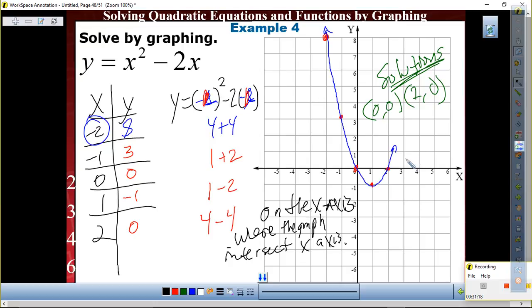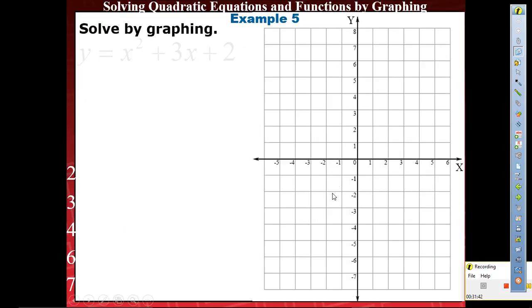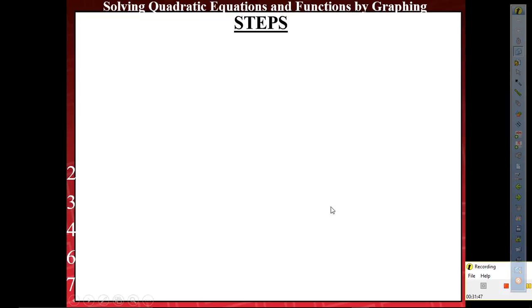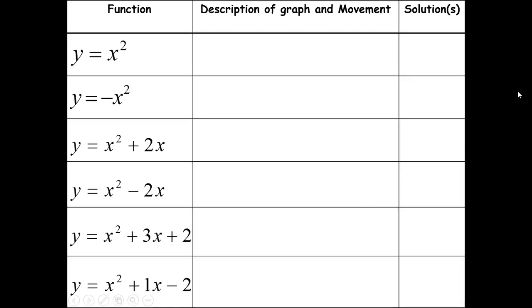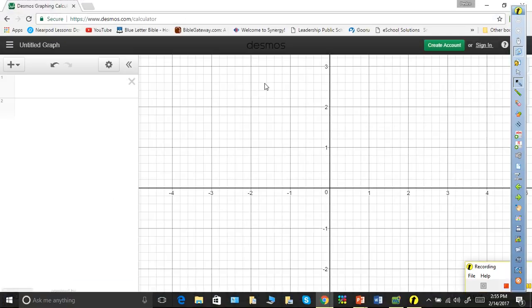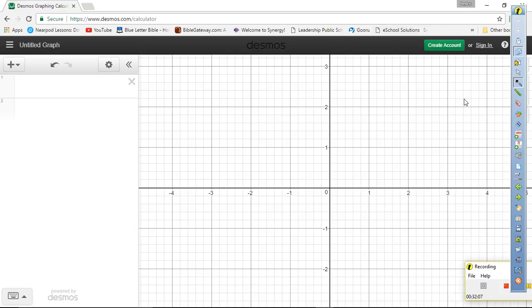Open up your iPad. Let's go to Desmos. And we're going to graph the last two on Desmos so we can see what the solutions are for those. So go to the last page on your packet that looks like this. And you should have the last two that you're going to graph on Desmos, yes? Does everybody see that in there? Okay. So, everybody went to Desmos.com?